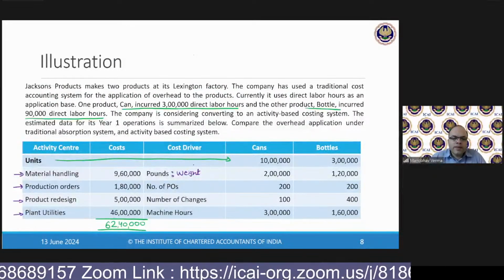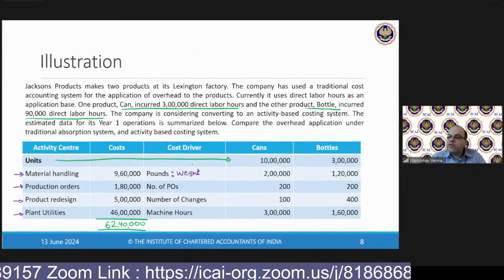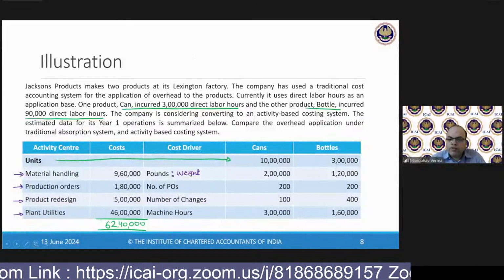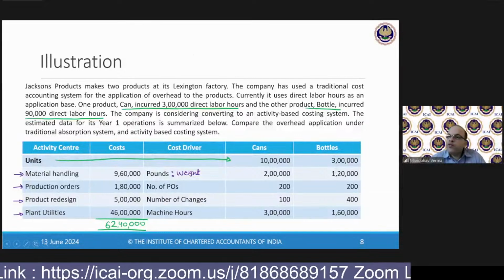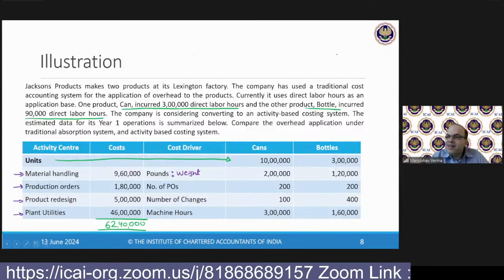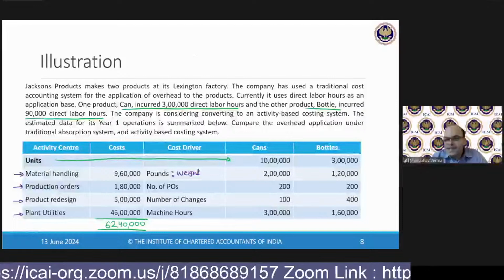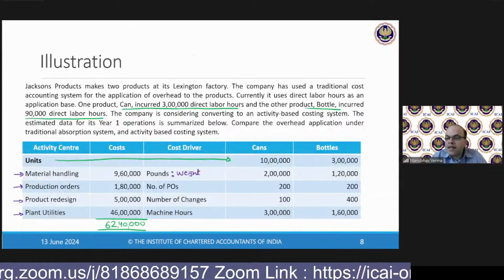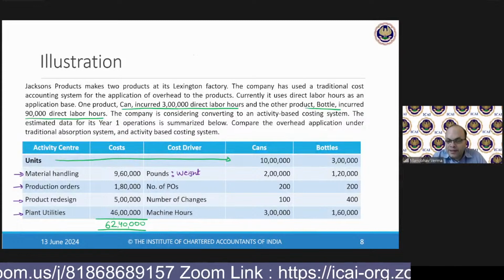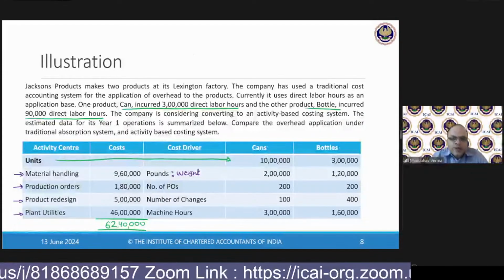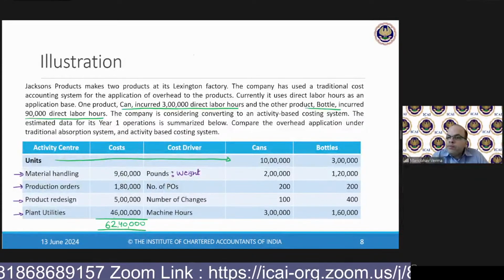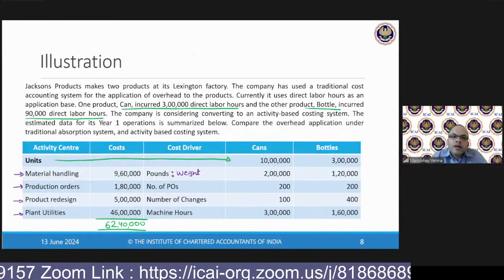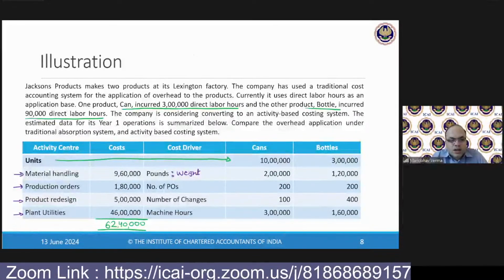So there are weights given to us for cans and bottles. Very logically, the weight per unit of bottle will be more, obviously. You can see cans weight is given more because the cans volume is actually higher, 10 lakhs. So we are getting 2 lakhs of pounds or 1 lakh 20,000 of pounds. That would be resulting in a material handling cost.